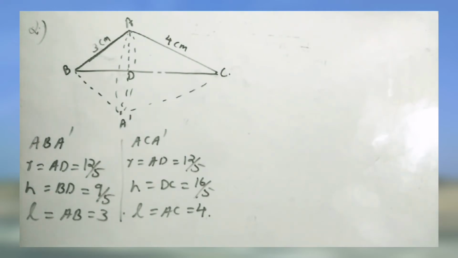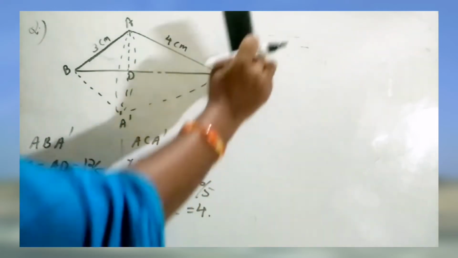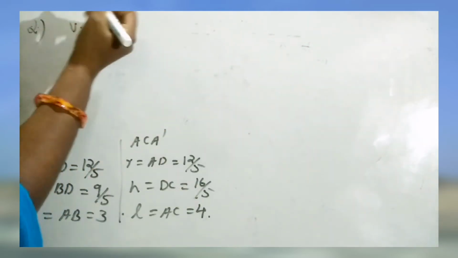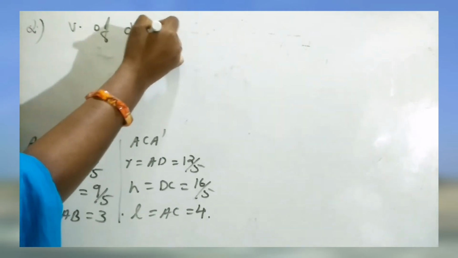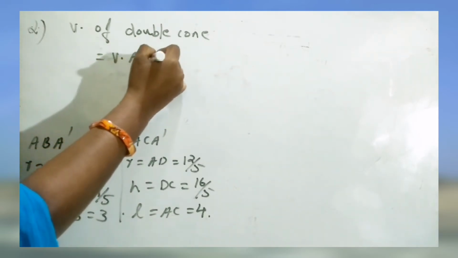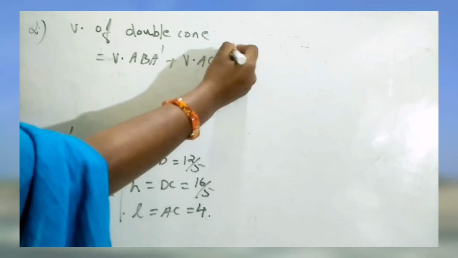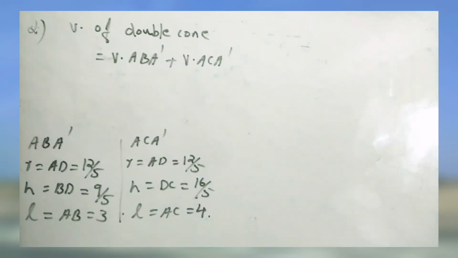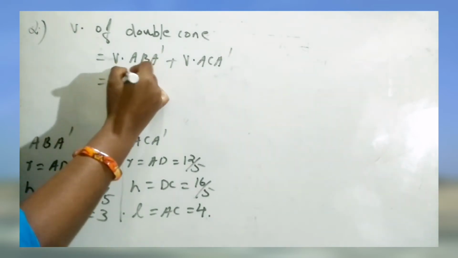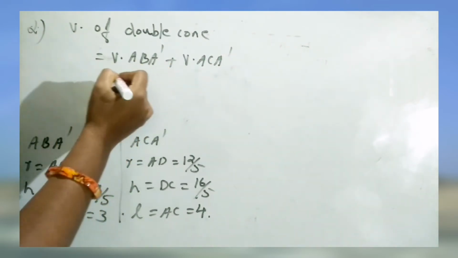Now we can find out the volume. We need to find out the volume of the double cone. The volume of the double cone is equal to the volume of AB A dash plus the volume of AC A dash. We know that the volume of a cone is 1 by 3 pi r square h. In both terms, 1 by 3 pi r square is common, so we can take it outside.